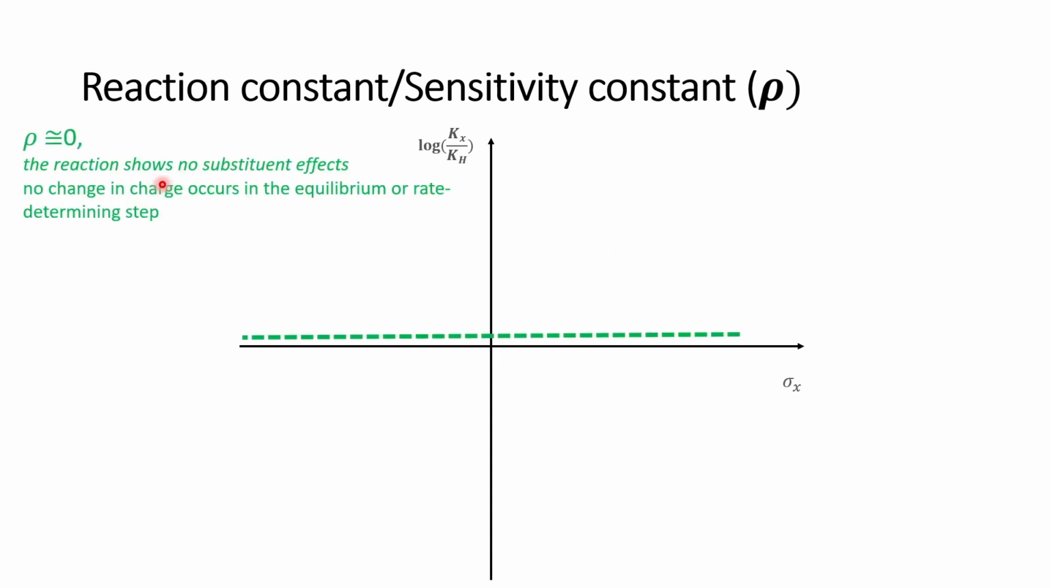In the third case, the rho value is 0 or almost 0. If you have a scenario like this, you can definitely tell the reaction shows no substituent effect, and also there's no change in charge during the equilibrium or the rate determining step. In simple words, let's say you have different substituents and you are doing the same reaction, and even though you have different substituents, the rate of the reaction won't change depending on the substituent. So basically the slope remains 0 or almost 0.